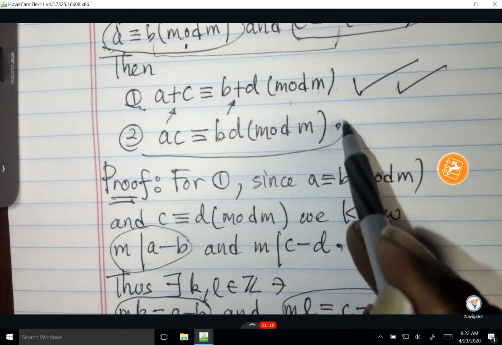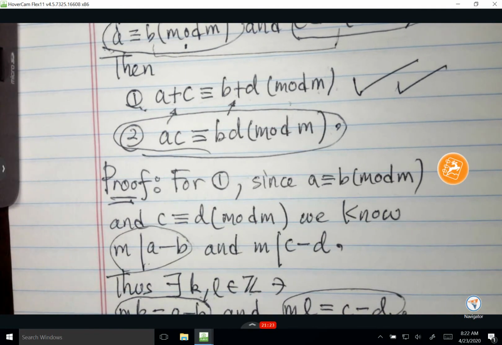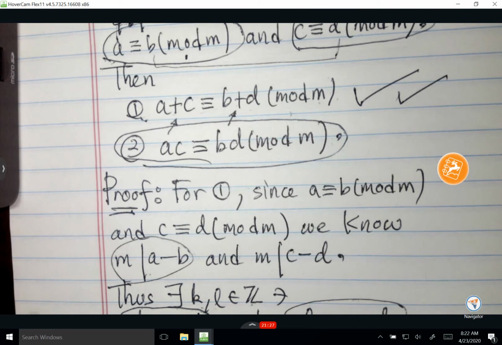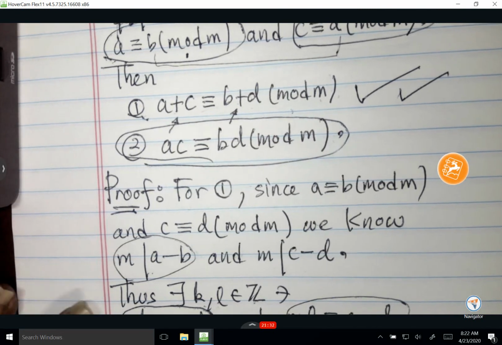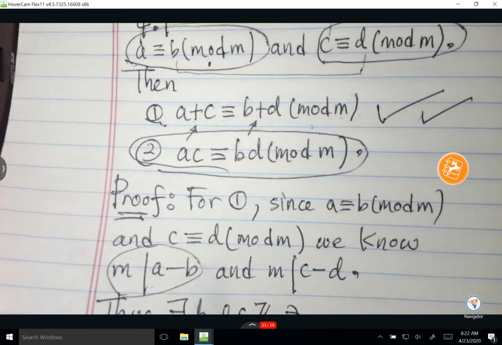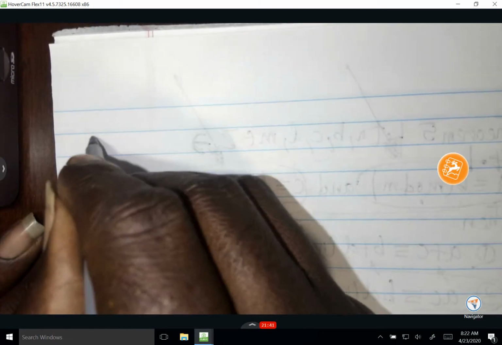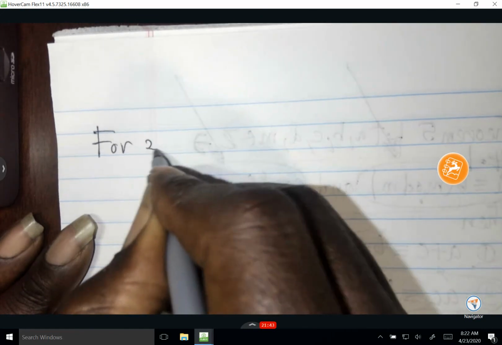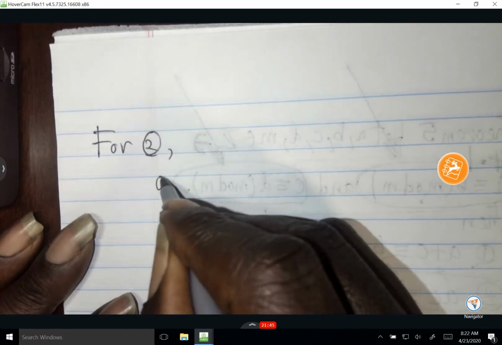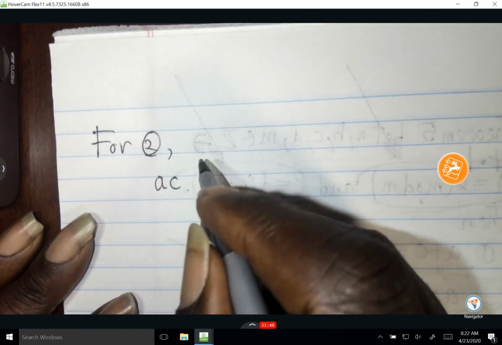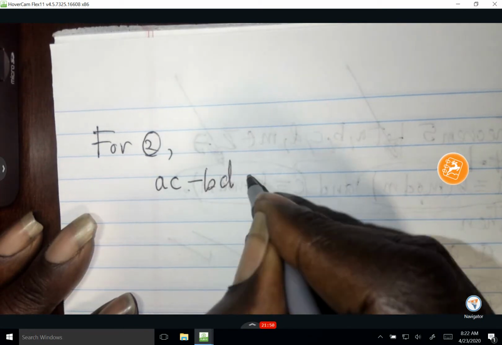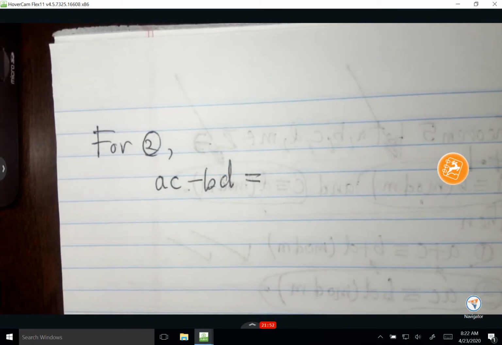Now let's prove thing 2. AC is congruent to BD mod M. Well, I'd have to show M divides their difference. So I'm going to look at their difference and see if I can show it's a multiple of M. For 2, let's look at AC minus BD. What can we say that's equal to?